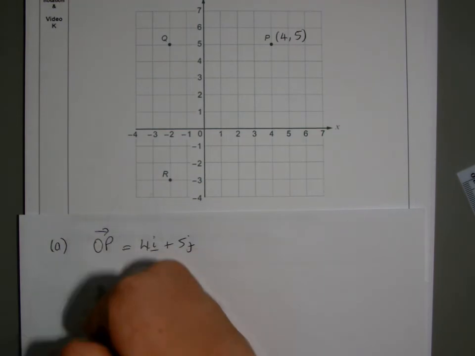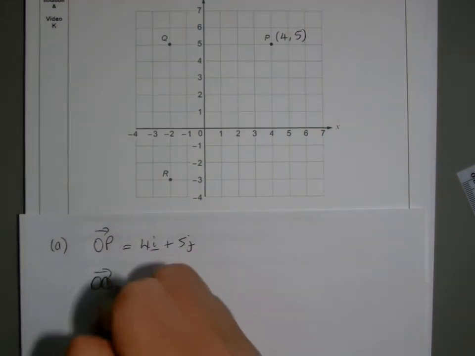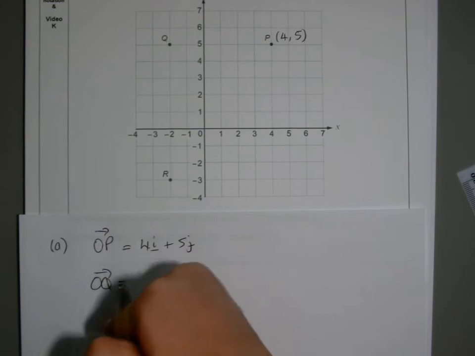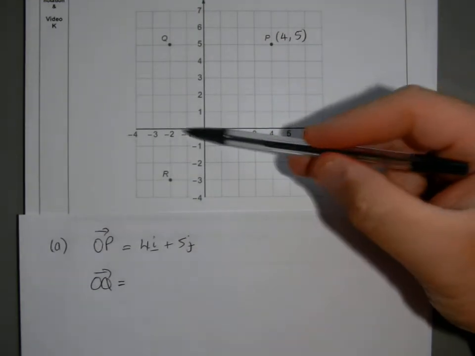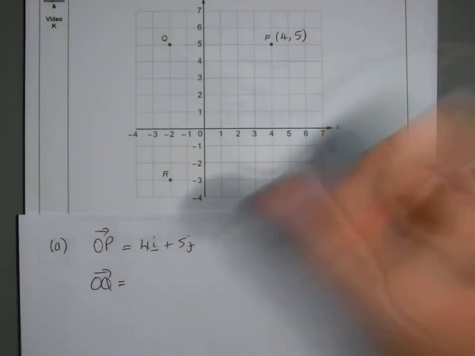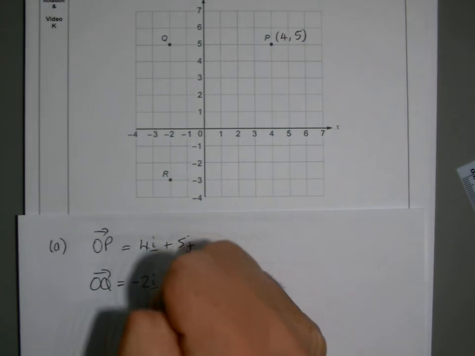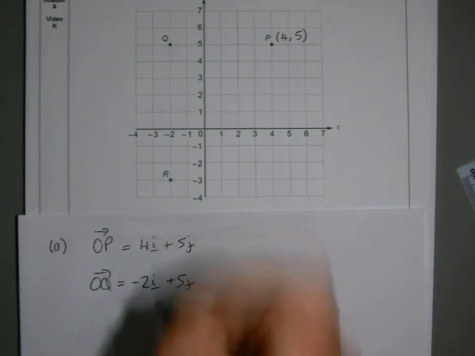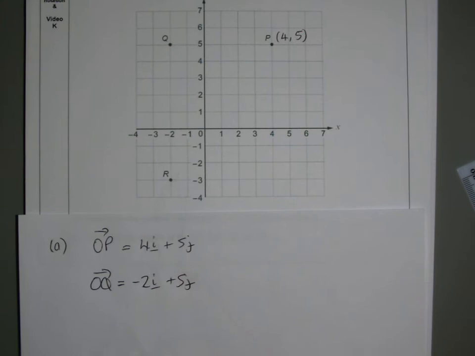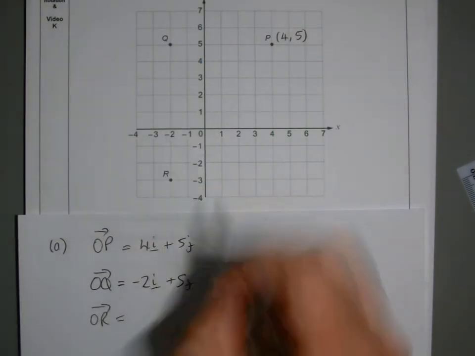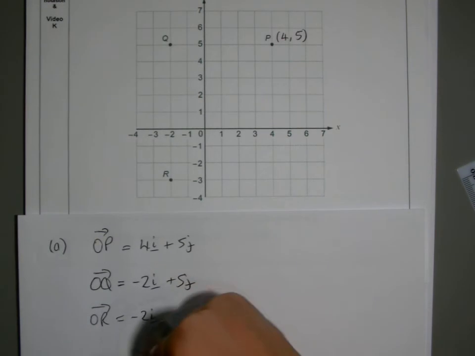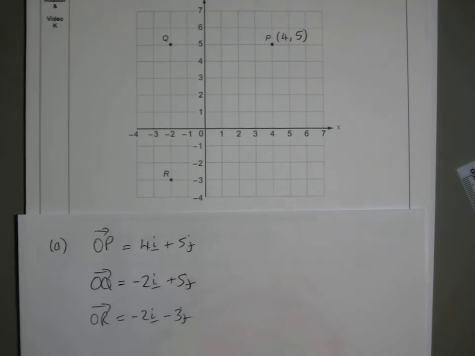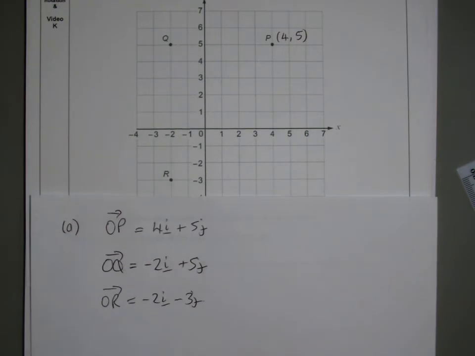For Q, the position vector OQ will be, well, we've got to go across to -2 and up 5. So that'll be -2i plus 5j. And then for R, OR, we're going to go back to -2, aren't we, and down to -3. So -2i minus 3j.